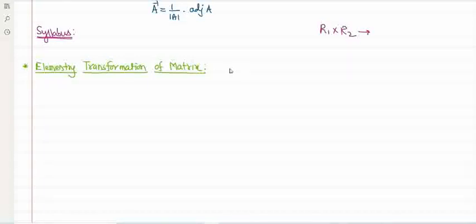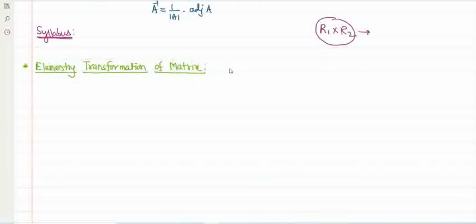What about others? Swapping two rows. Can you repeat? Swapping of two rows means what exactly, in mathematical terms? What about the first one? One answer came that R1 into R2, such a transformation is there. 49 students are here, but very few students are talking. Reply quickly.